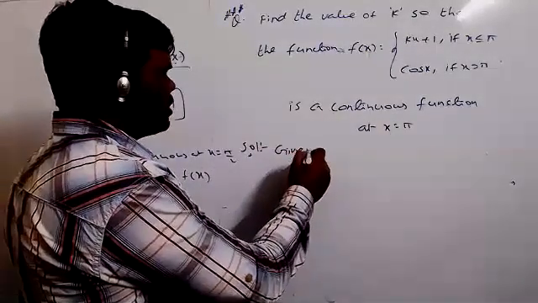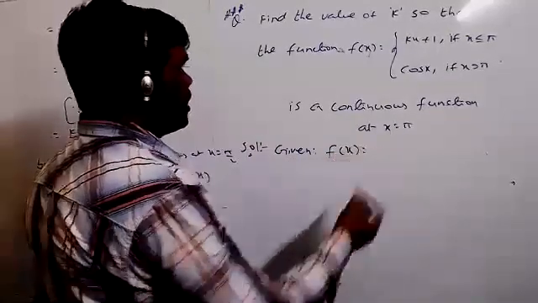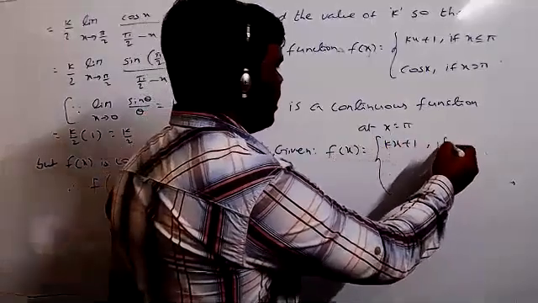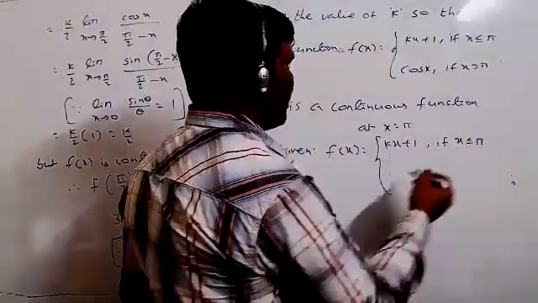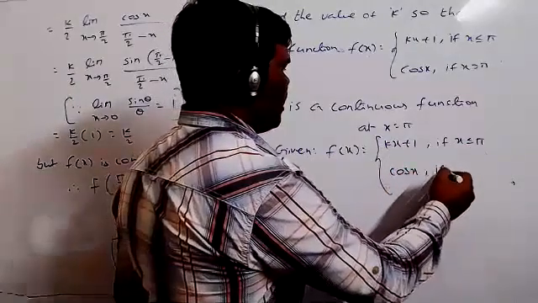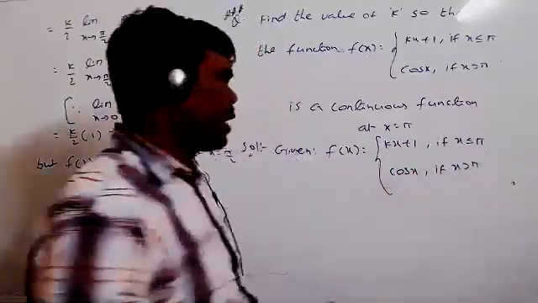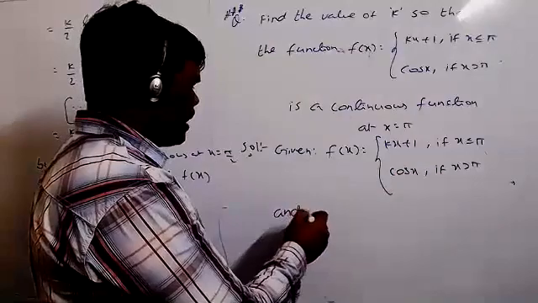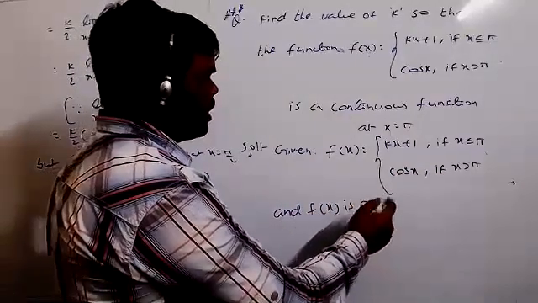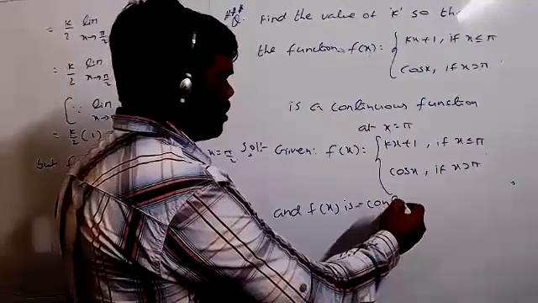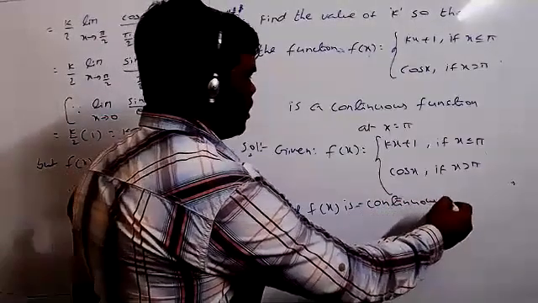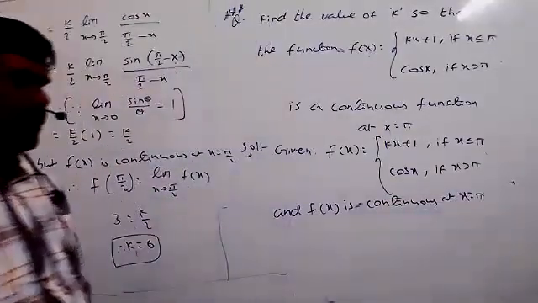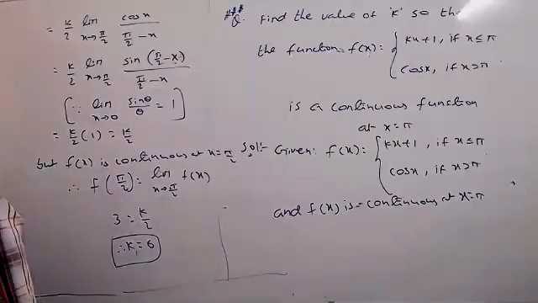Given function, what is the given function? Given f of x equal to kx plus 1, if x is less than or equal to pi, and cos x if x is greater than pi. And the given condition is that f of x is continuous at x equal to pi also. That is the given information now.